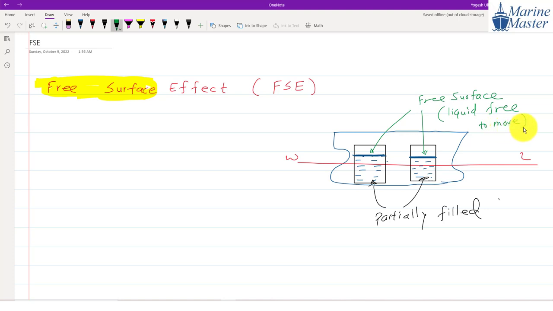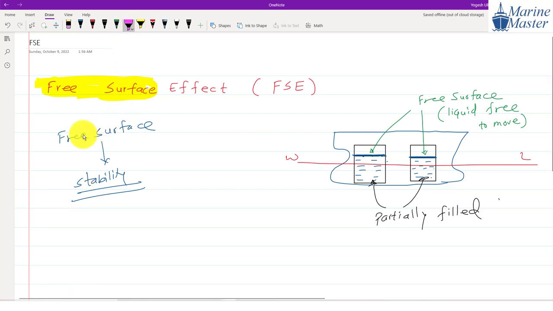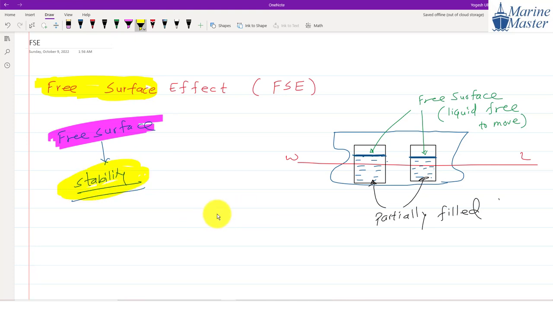So now try to understand the scenario. Whenever we have a free surface, it creates a problem to the stability of the ship. Guys, see, whenever we have a free surface, it creates a problem to the stability of the ship, guys. You got my point?